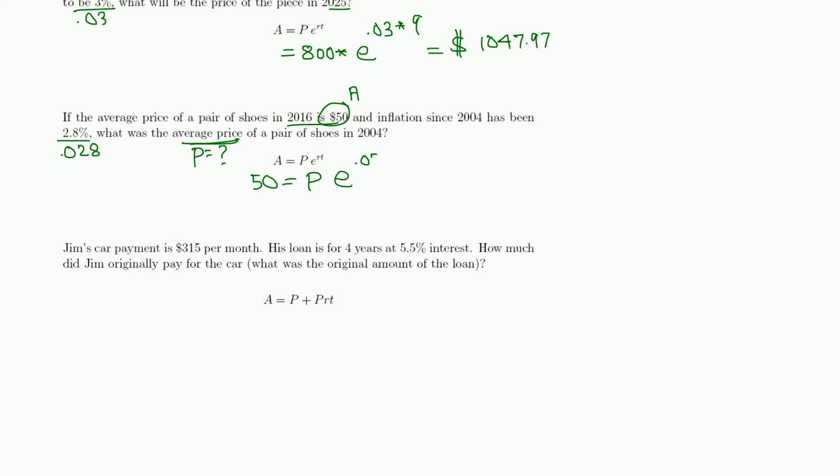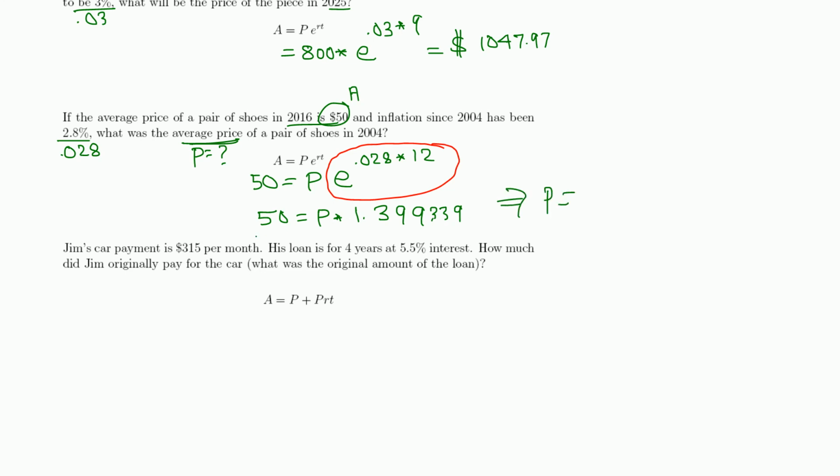R is 0.028 times T. So 2004 to 2016, that's 12 years. Now use your calculator and just multiply these two, find this number using your calculator. e raised to 0.028 times 12. So 50 equals P times, use your calculator, that will be 1.399339.